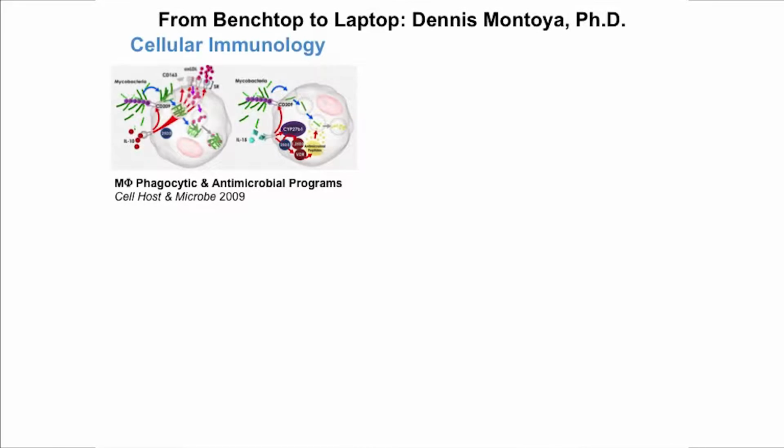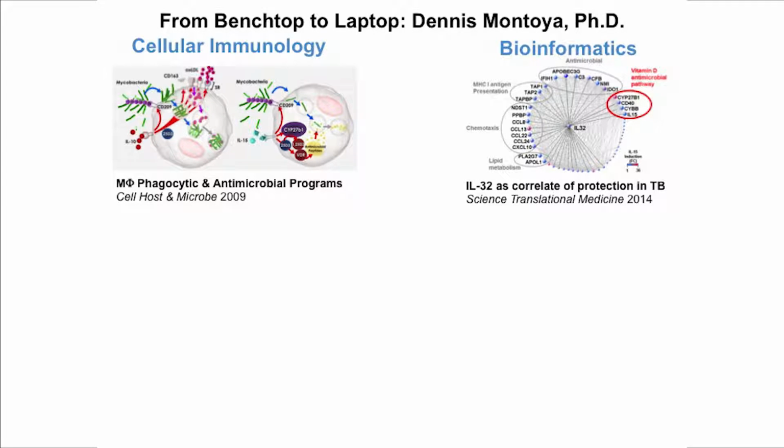So I wanted to begin with a little background about my evolution in my career from the benchtop to the laptop. I started off my graduate work in cellular immunology, studying macrophages in the context of mycobacterial infection and leprosy with Robert Modlin, and I found the divergence of phagocytic and antimicrobial programs, which actually help cause the pathogenesis of leprosy. For my postdoc, I next dabbled in bioinformatics, looking at blood transcriptomes from TB patients.